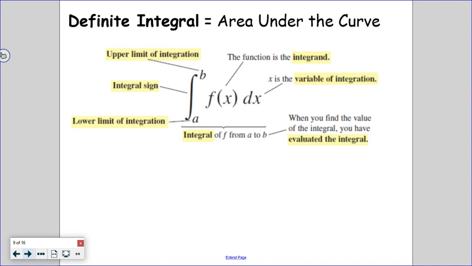If it's more than one thing, we usually group it in parentheses, followed by our variable of integration, usually an x. We'll eventually see some other variables there as well. So follow your function with dx. We would read this as the integral of f from A to B. Give you a second to get that information down, and then we'll move on.